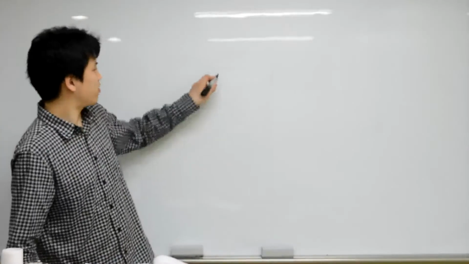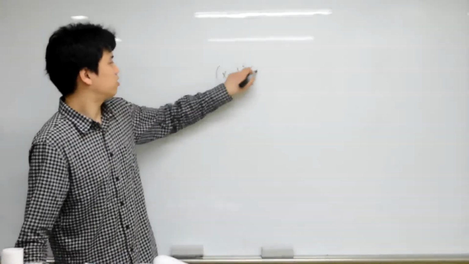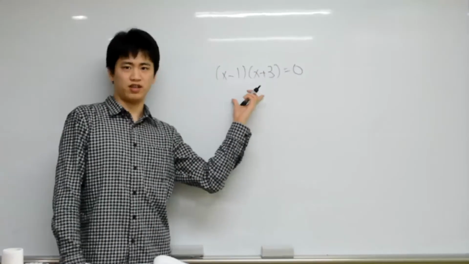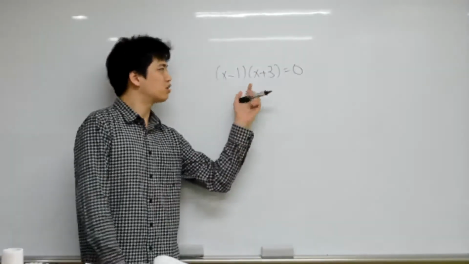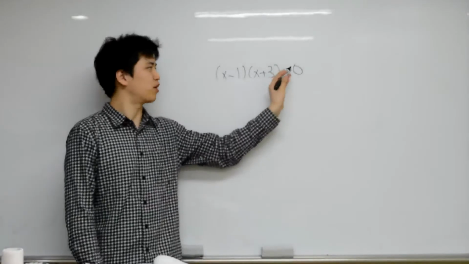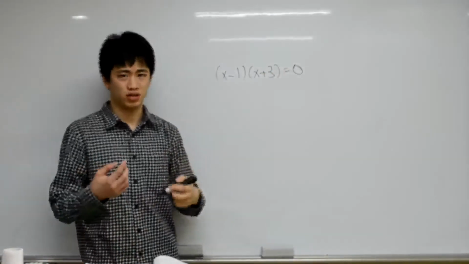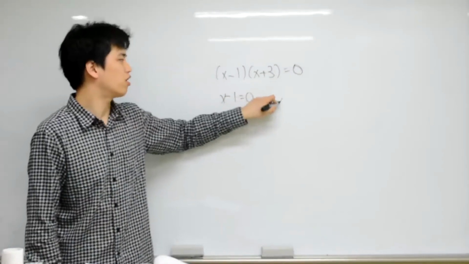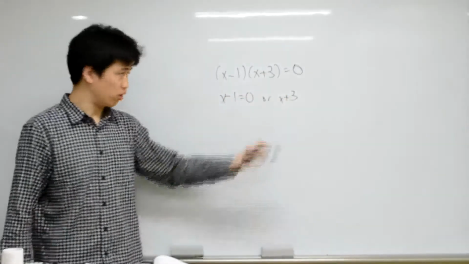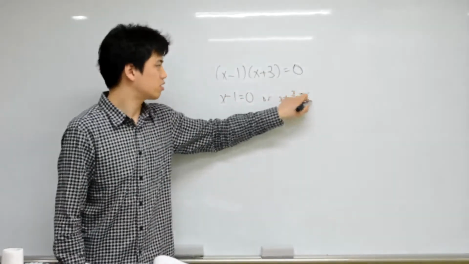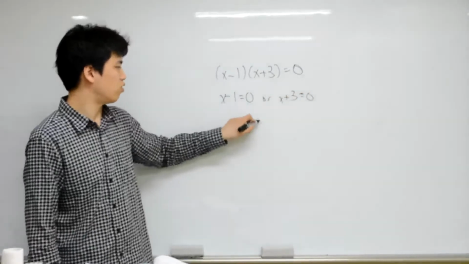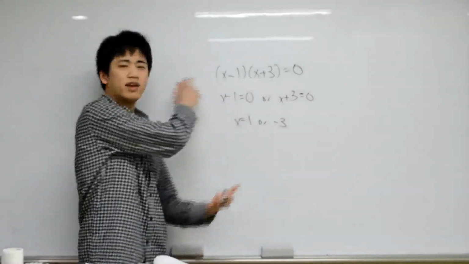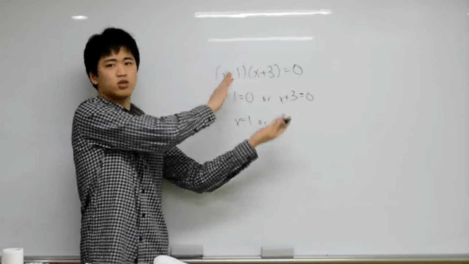So suppose we have x minus 1 times x plus 3 equals 0. This is a quadratic equation, right? So since we know that if the product of two things is 0, one of the two is 0, that means either x minus 1 equals 0 or x plus 3 equals 0. So that means either x equals 1 or negative 3, right? So x equals 1 or negative 3 is the solution to this quadratic equation.